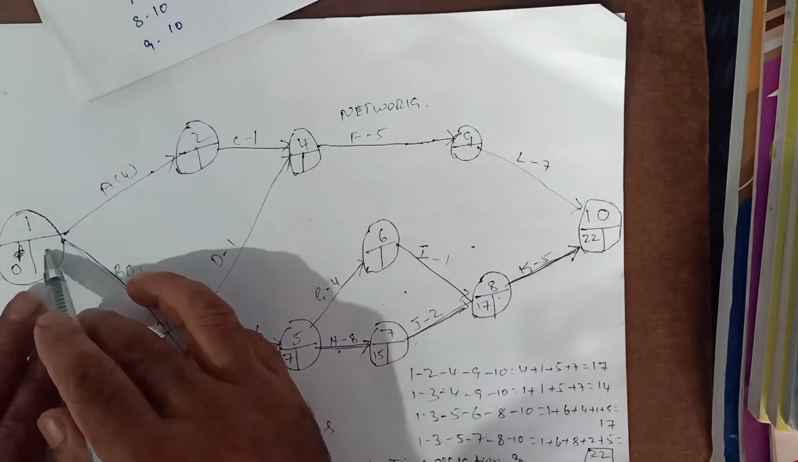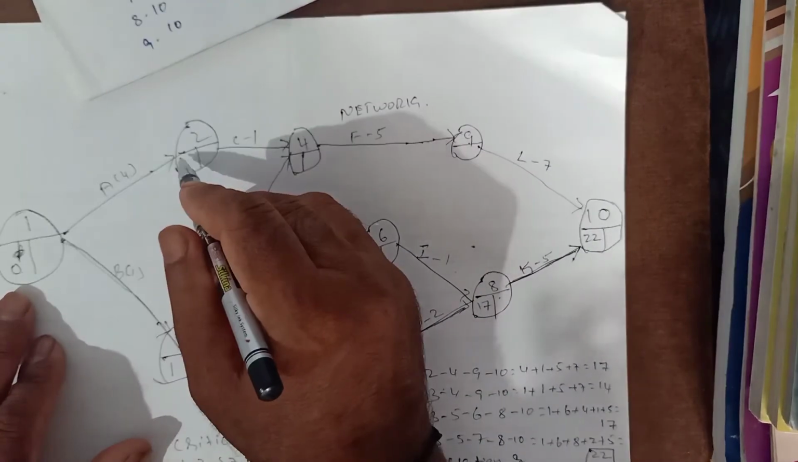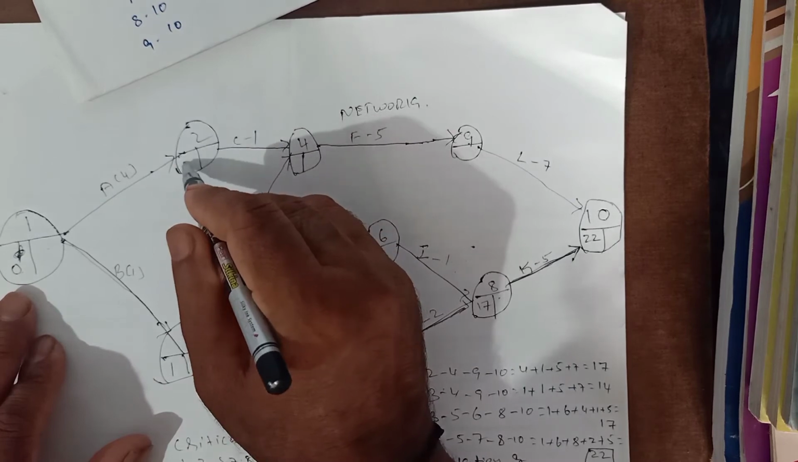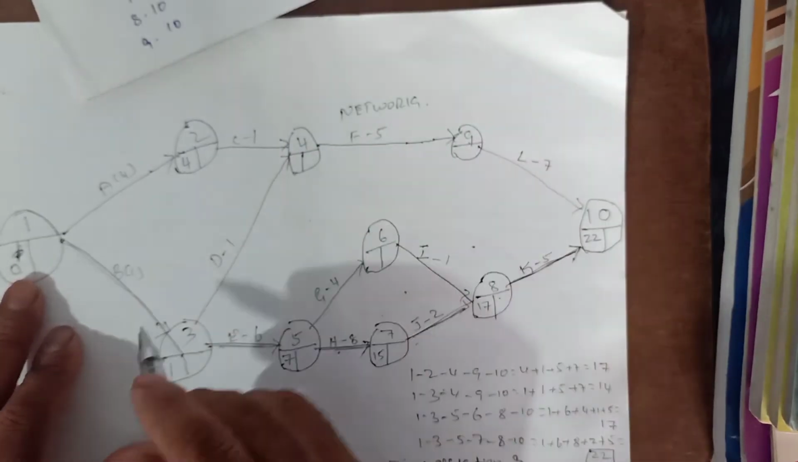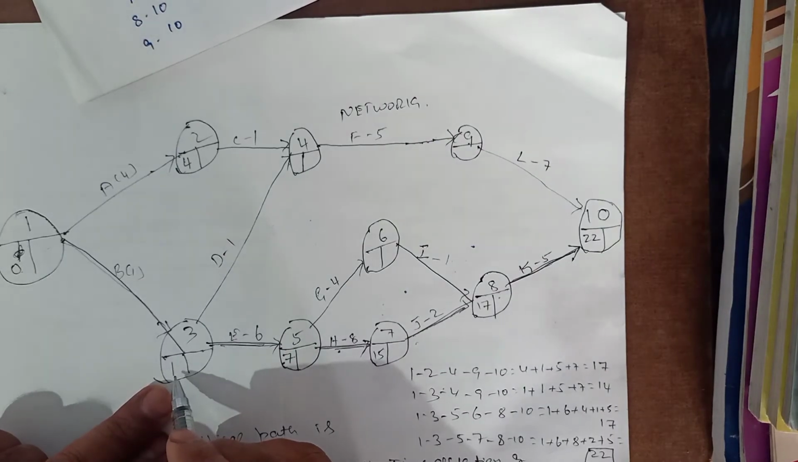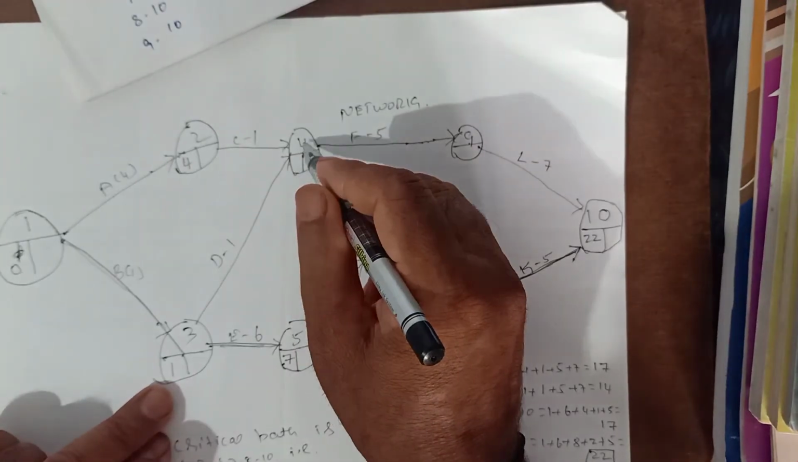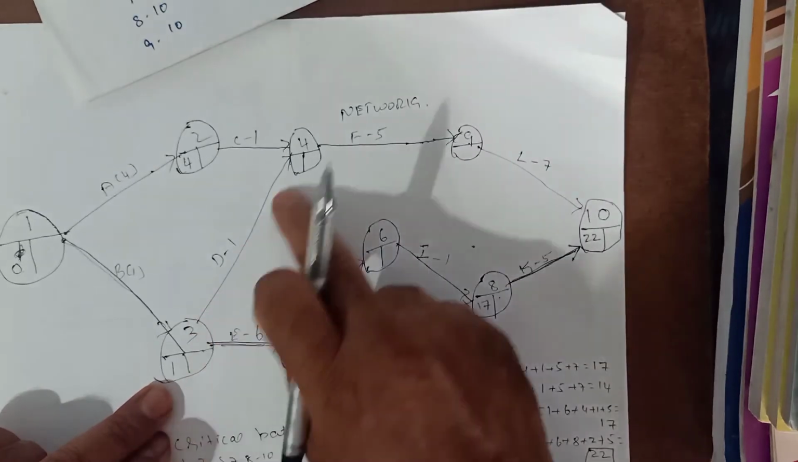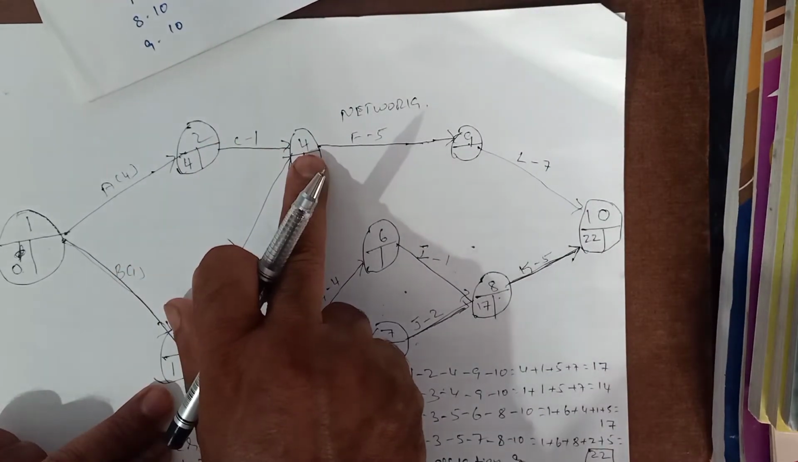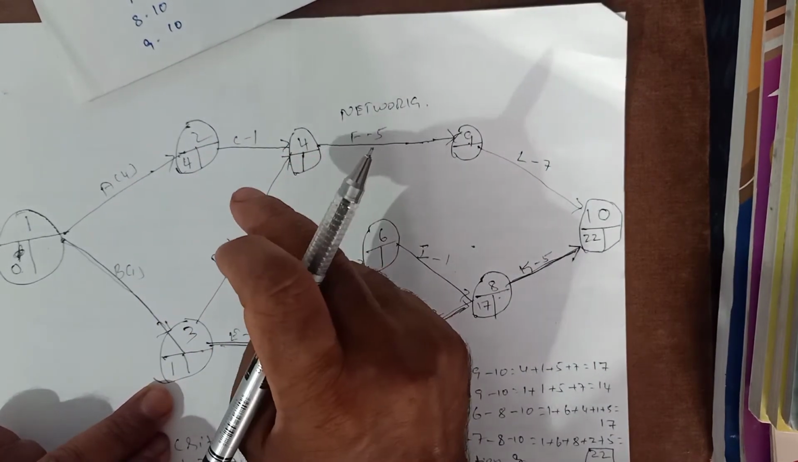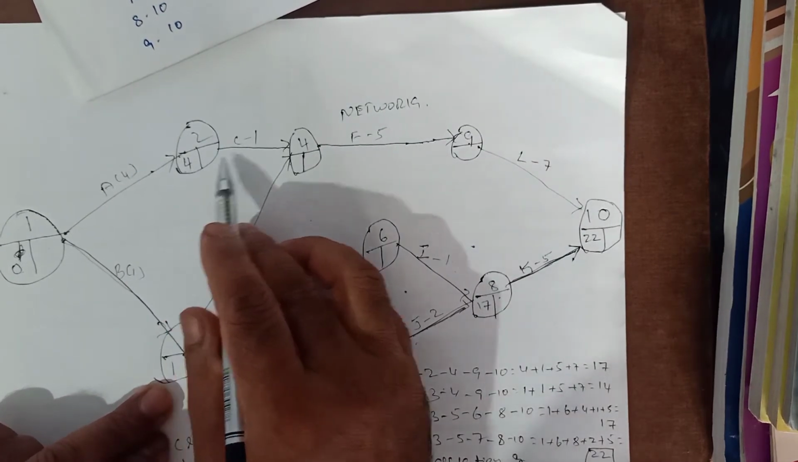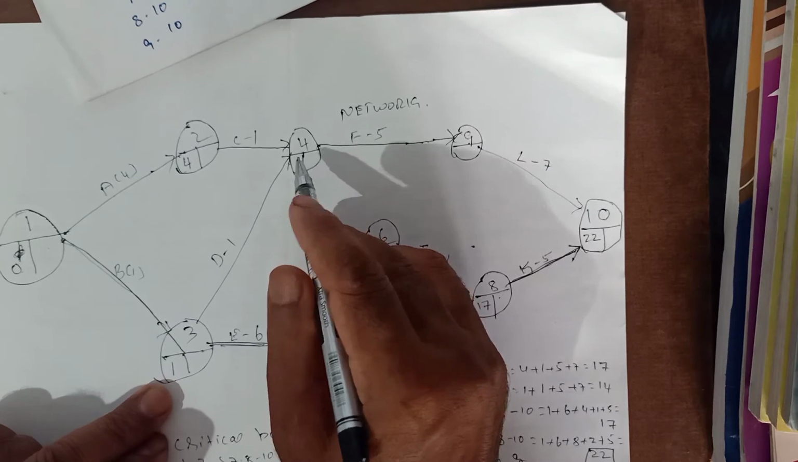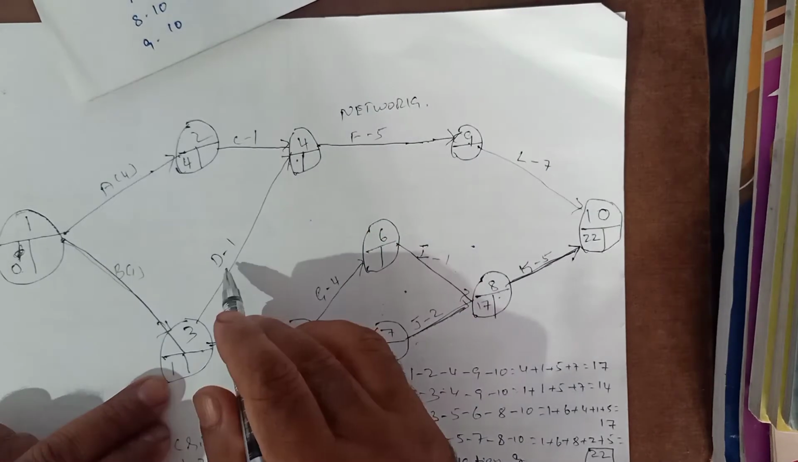See, this is 0, this is 4. What is the earliest start time? Earliest start time of activity 2 is 0 plus 4 is equal to 4. And earliest start time of this is 1. So what is the earliest start time of this activity? Whether we have to take this route or this route. So the rule is that we have to take the longest one. See, this is 4, this is 1, this is 5. If you come from this route, this is 1 plus 1, 2.